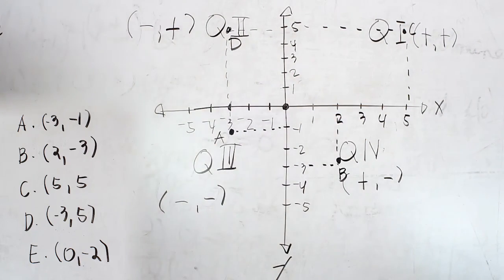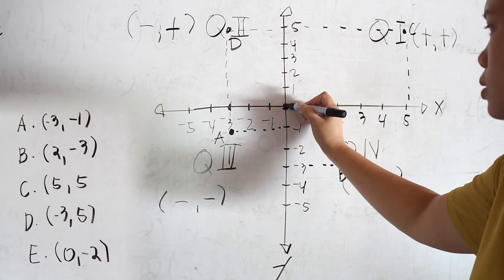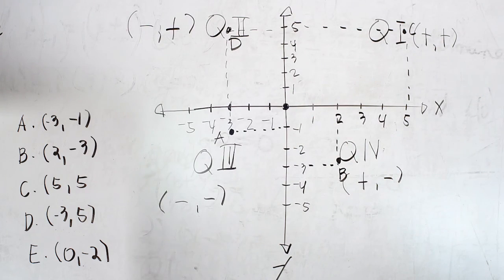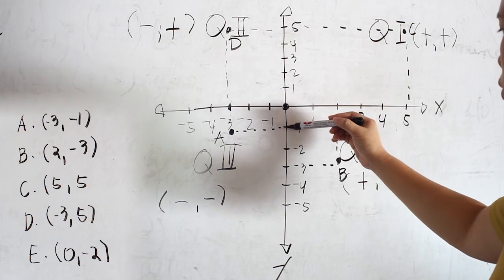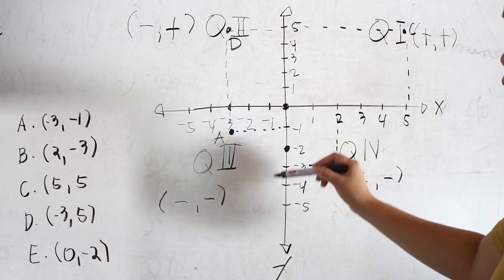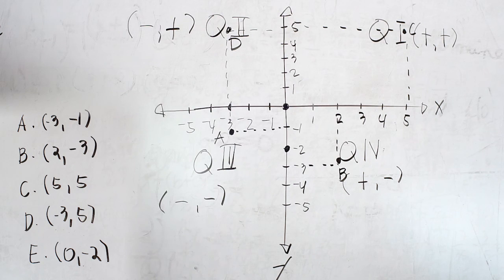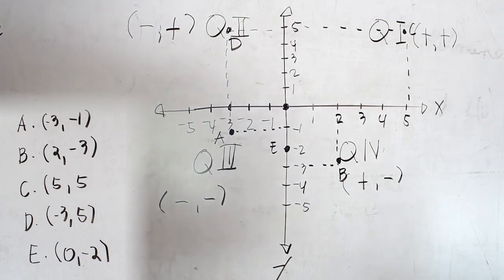And the last one is 0 and negative 2. So 0 meaning it's on the origin. So 0 and then negative 2. So y is negative 2, here. So this will be your point E. So that's it.